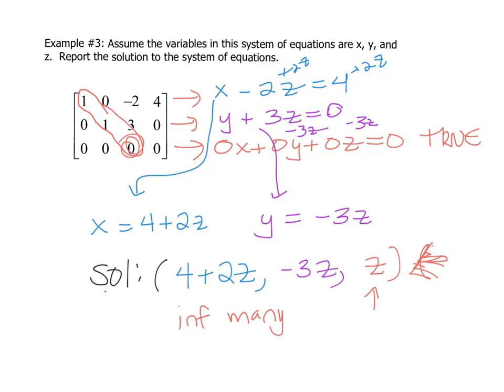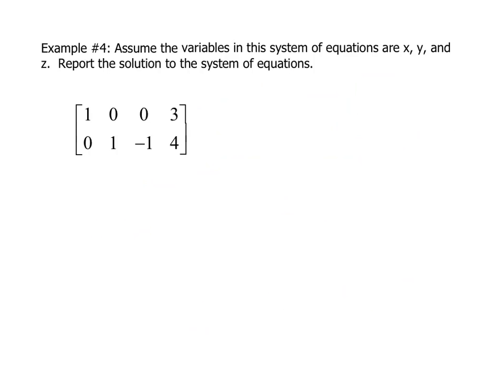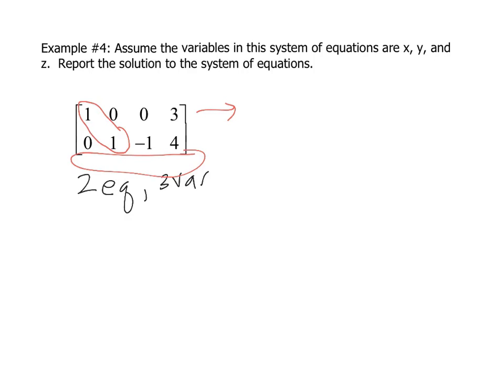There's many possibilities. Last example. First of all, I have two equations and I have three variables. Two equations because I've got two rows, three variables because I have four columns. I know that I don't have ones all along that diagonal because I'm missing a row in order to get a unique solution. But let's go ahead and do the same thing that we always do. Take our matrix and put it back into equation form.